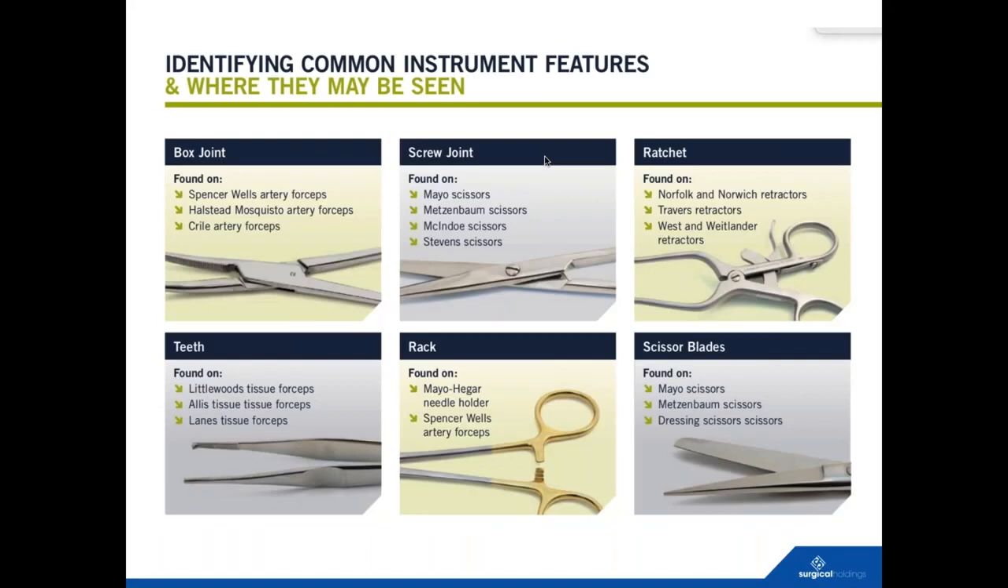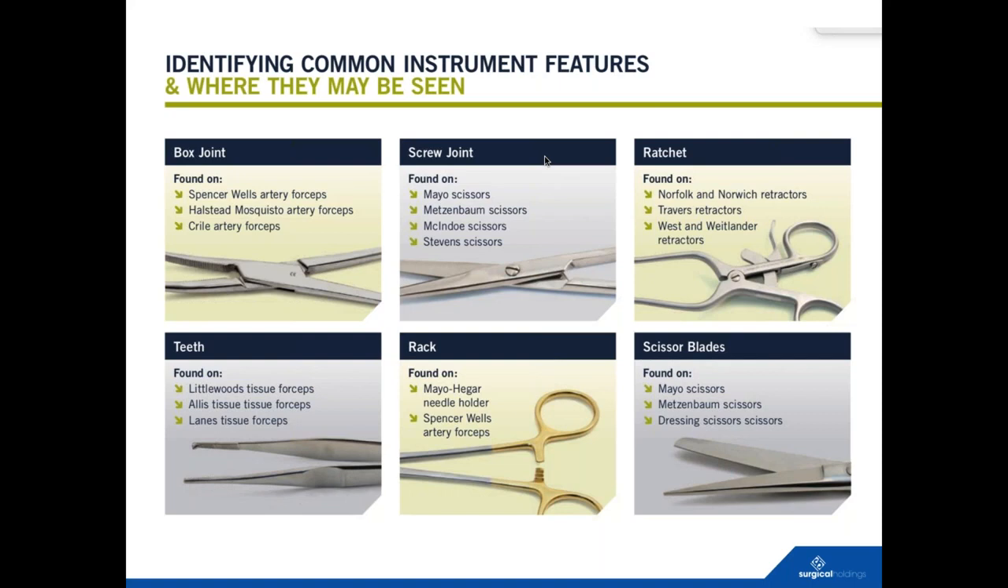And here are the different common features we might see on instruments. I've already mentioned box joints in the top left there, seen on Spencer Wells, mosquitoes, Crowes. Screw joints are obviously very common on scissors. There's sometimes a difference on screw joints: you'll see what we would call a real screw, which sounds very untechnical, but what it means is you can actually take it apart and sharpen the device, rather than something which may be riveted over. Then you've got ratchets that are common on retractors, self-retaining retractors, Norfolk and Norwich, Wests and such like, and teeth that are obviously on tissue forceps.